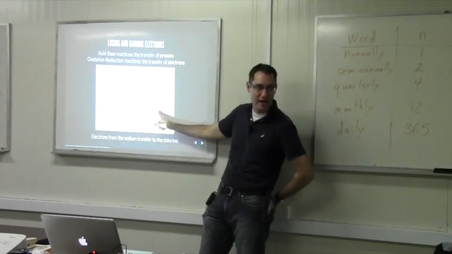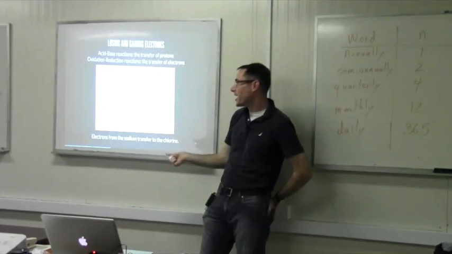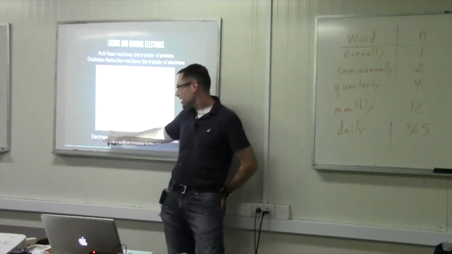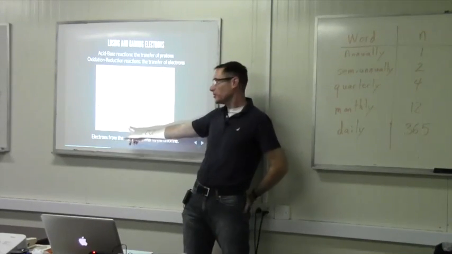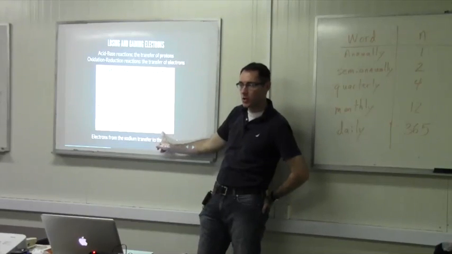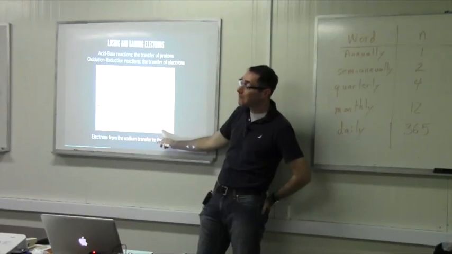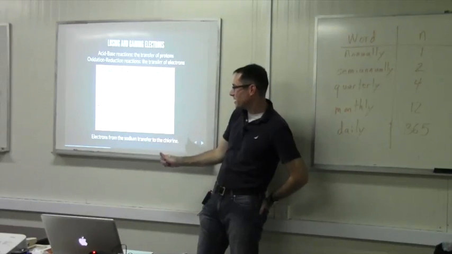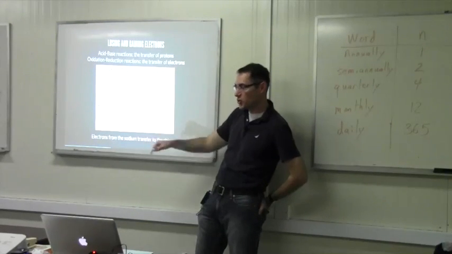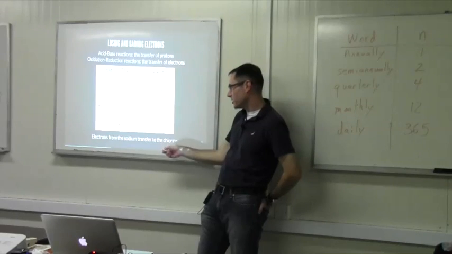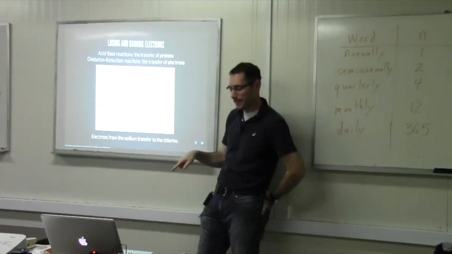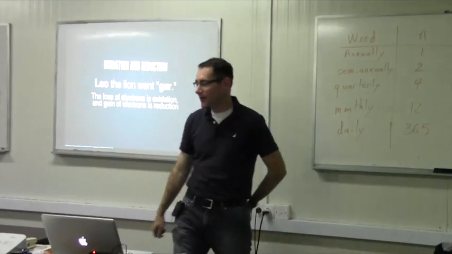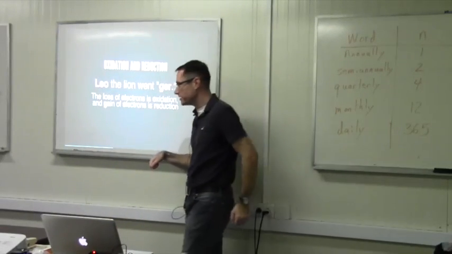Well, guess what? Reduction is when you're gaining electrons. So you start out with chlorine gas, let's say, gain two electrons, and you end up with 2 chlorine minus ions, because electrons, in this case, transfer from the sodium. If you're talking about sodium chloride, they transfer from the sodium to the chloride. Okay, all right. Well, guess what? We have another little phrase we can use. I'll write it down over here.